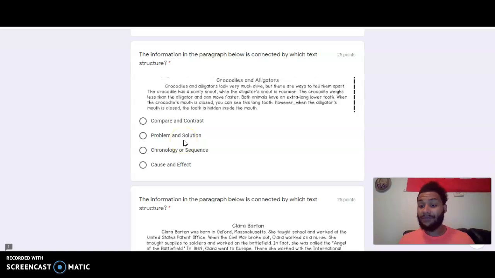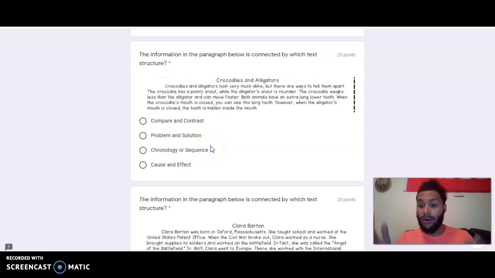Problem and solution. I don't see any problem in that text right there. It doesn't tell me that there's a problem in the text, so I'm going to eliminate that answer. Bad answer. Chronology or sequence. Is it telling us that anything is happening in order? Let's go back. I don't think so. Nothing in that text is telling me something's happening in order. That's what chronology means, or sequencing.